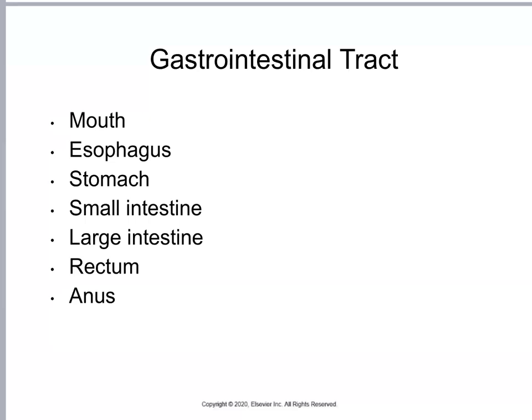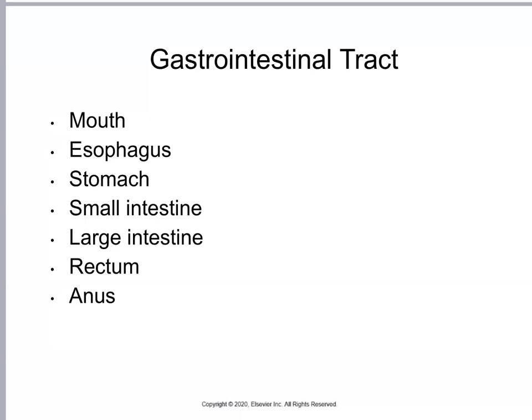Then we have the esophagus, which is that long food tube that transports food from the mouth to the stomach. And this moves the food along through muscle contractions called peristalsis. So no digestion occurs there, only movement.